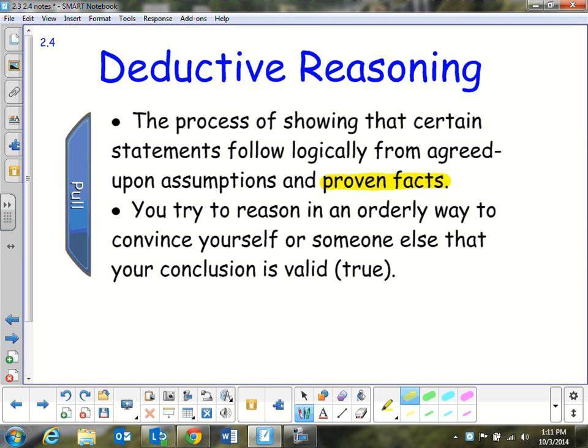It shows how your answer is valid, or true. So that's why it says it in the second one. You're reasoning to the point where you're showing proof that your conclusion is true. Okay, so I'll give you an example of deductive reasoning here.